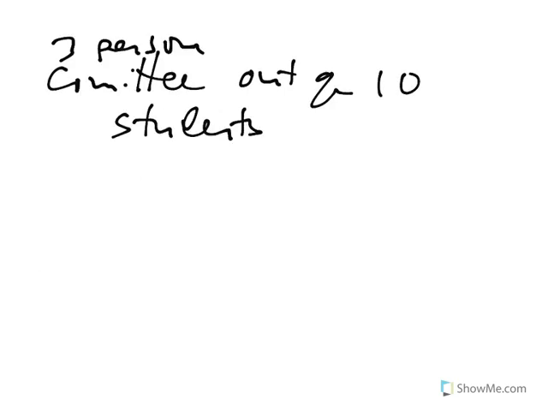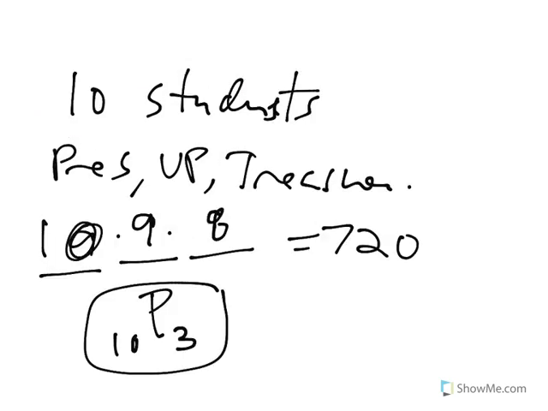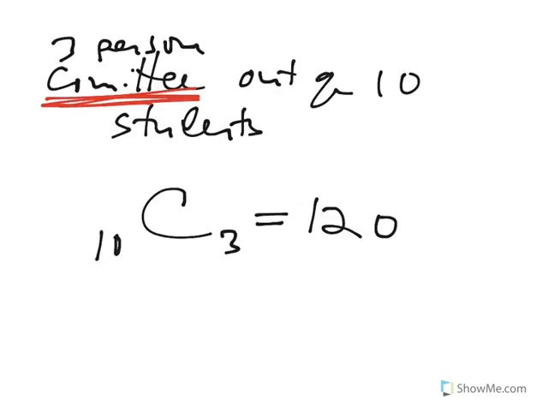On the other hand, if you see the word committee, that is sort of the quintessential example of a combination question, because if I pick 3 students, regardless of the order, it's going to be the same committee. They don't have roles the way president, vice president, and treasurer have, and that's why it's 10C3 for that one, which is actually only 120. So those 2 questions, one's permutations and one was combinations.